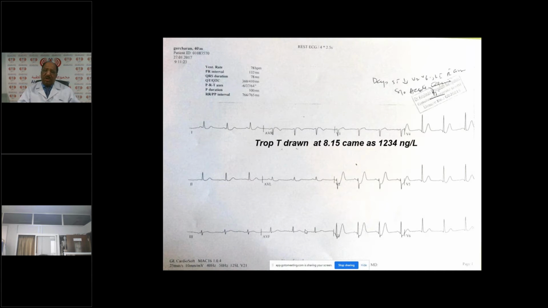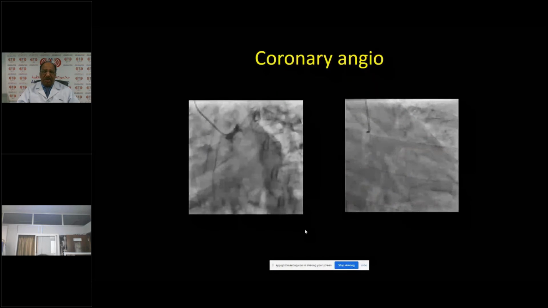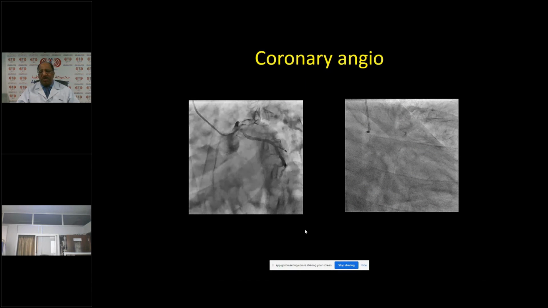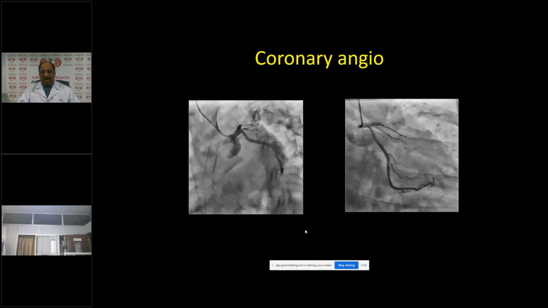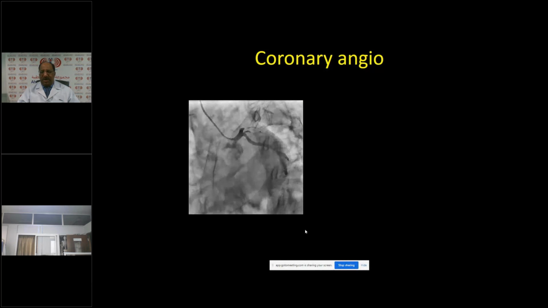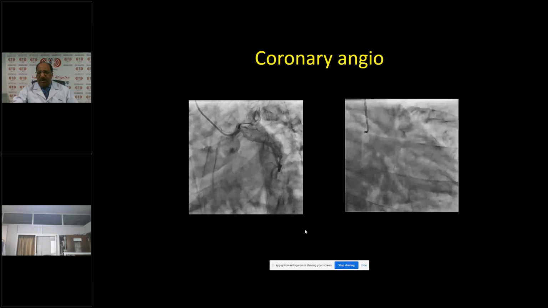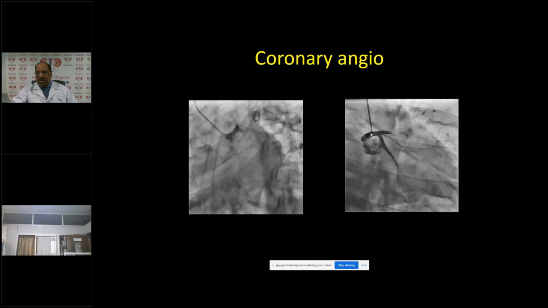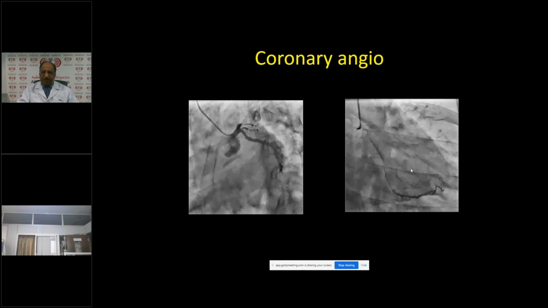And the troponin at 8:15 came as 1234, which is very high. And then the patient was taken up for angiogram immediately. It showed a complete occlusion of the left anterior descending artery. This is where the left anterior descending artery should be coming like this. So it is completely blocked there.